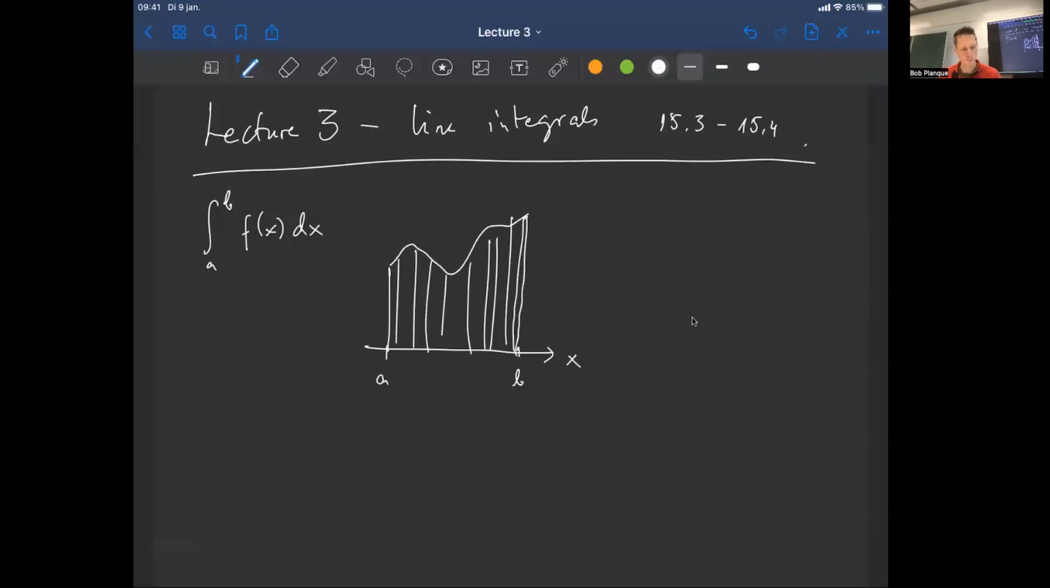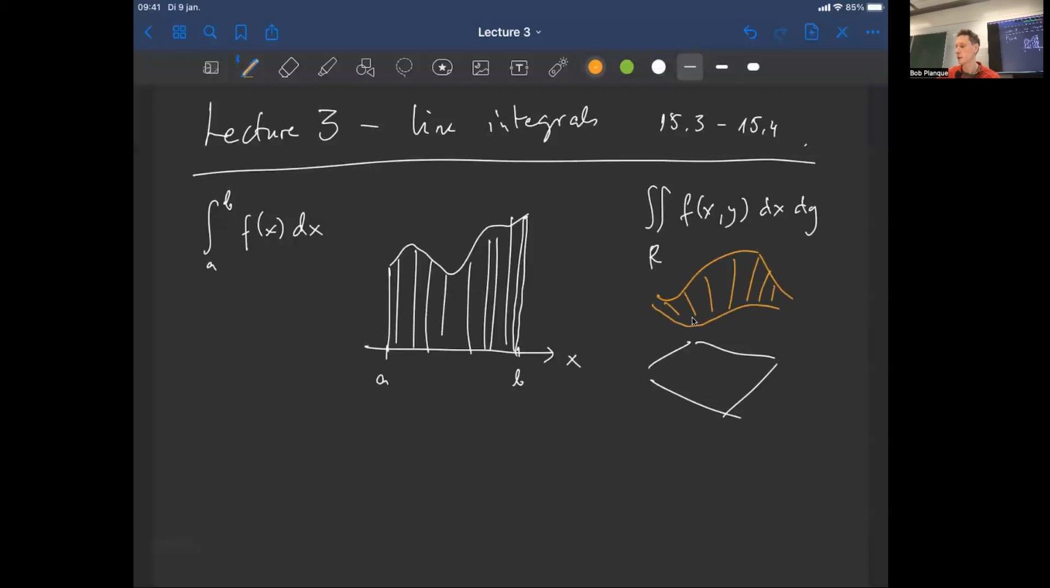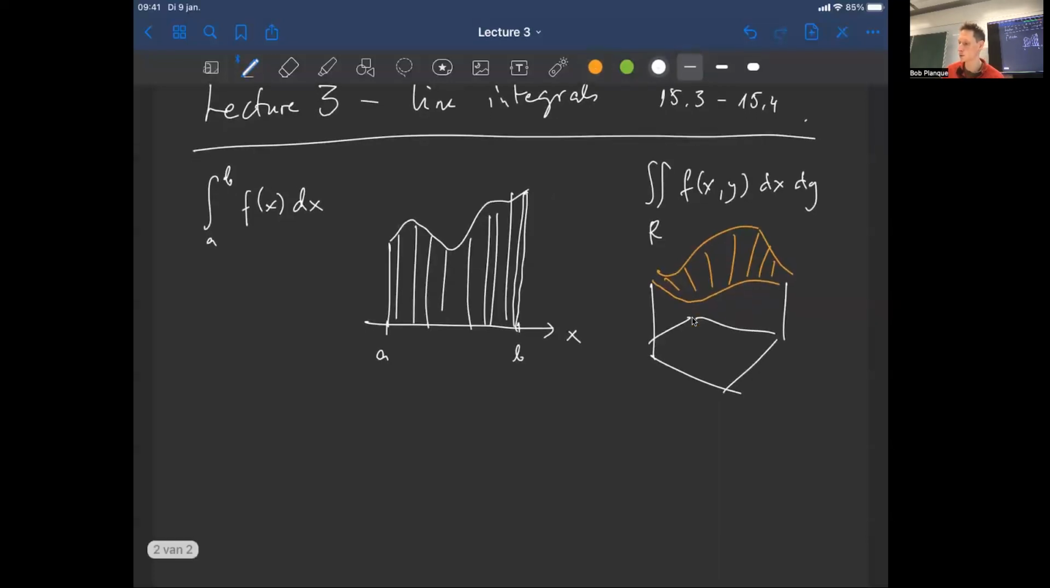Now, we also know how to do things like integrals over a spatial domain. So then I don't have a line as my domain, a straight line, but I have, let's say, an area which is now bounded by, say, x between two values and y between two values, and I have some surface above that, and then I would like to find the volume underneath this, and this is what this surface integral is.